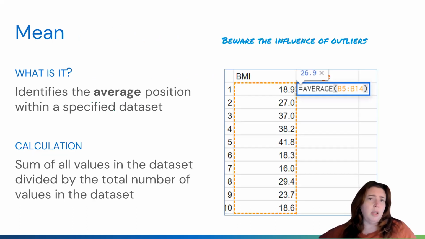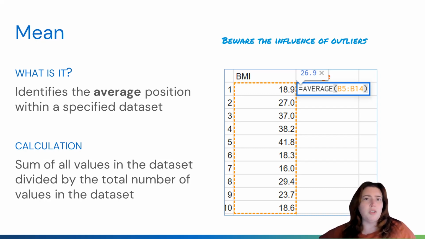Now I'm going to tell you how to calculate each one of these, but we're also going to talk about which ones you would use under different circumstances, because it's not always obvious which one you might look at. So let's start with the mean. This also means just the average. It's identifying the average position within a specified data set. You just sum all the values in the data set, which most of us already know how to do, but I just want to review it, and you divide by the total number of values in that data set. In this data set, I've got 10 values, and I've added all these values up and divided by 10 and gotten my value up here, which is 26.9.